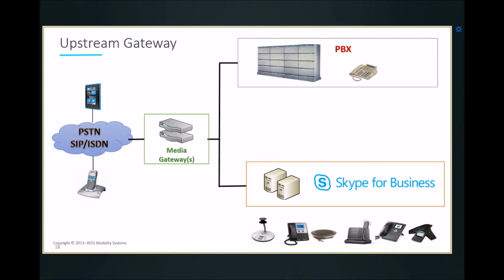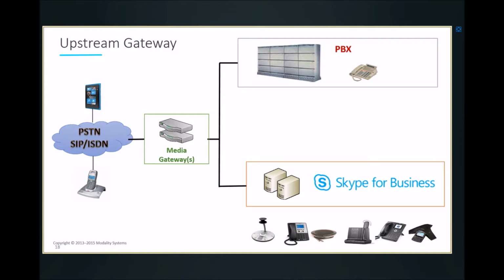It could also be that the media gateways actually make a decision in real time and look at the users to see if they're enabled for Skype for Business. If they are, it goes to Skype for Business. If they're not, it goes to the PBX. And finally, we could even fork the calls. So for a period of time, or even indefinitely, but typically for a period of time, I might have my inbound call forked. So it rings on Skype for Business and it rings on the PBX.